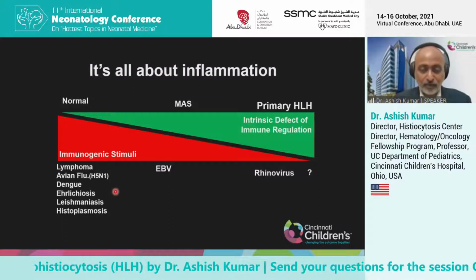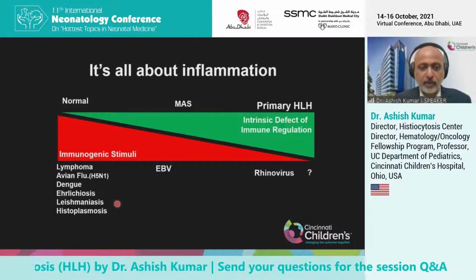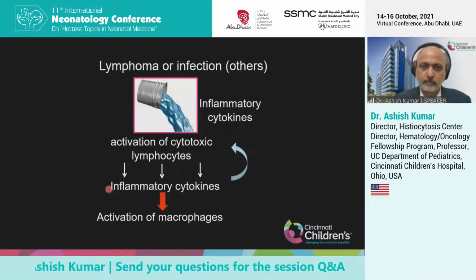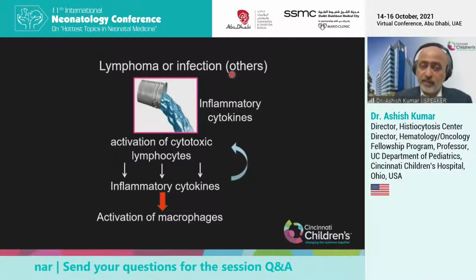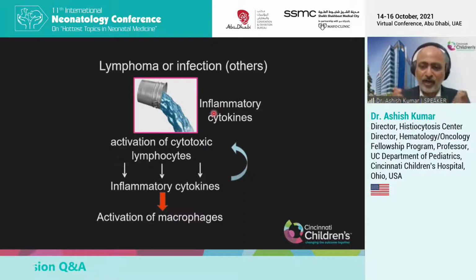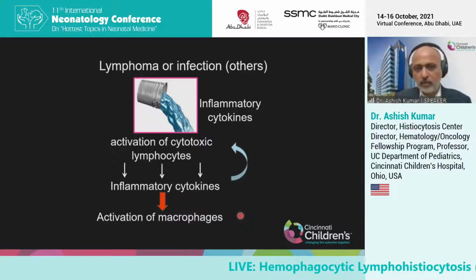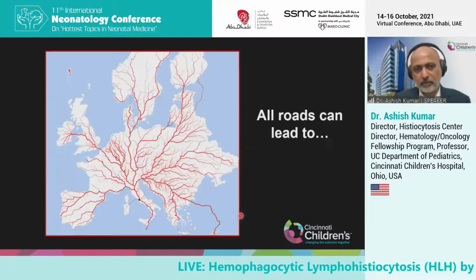HSV I did not put on there, but sometimes that can do that. So histoplasmosis, ehrlichiosis, dengue, all of these can do that. And so it's the same thing, like I mentioned, lymphomas or many infections or some other inflammatory causes. All you need is a release or a large bucket of inflammatory cytokines that has been dumped in the blood. And now you get activation of lymphocytes, which then release more inflammatory cytokines, and then you get activation of macrophages, which then leads to clinical manifestations of HLH.